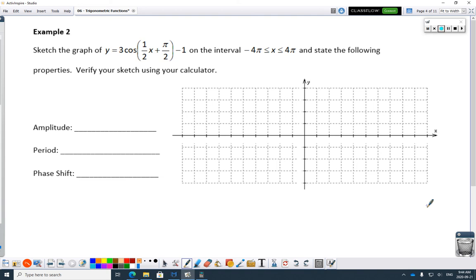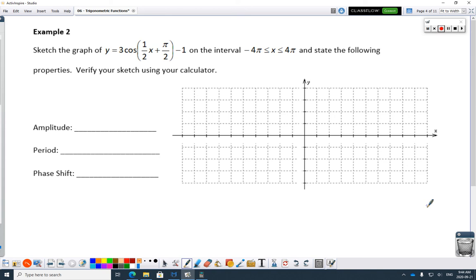There it is. You've got to be able to graph. And here I've put together about as tough a question as you can imagine for trig graphing. Here's the whole explanation. Sketch the graph y equals 3 cos of (half x plus pi over 2) minus 1 on the interval negative 4 pi to pi and state the following properties. Verify your sketch using the calculator.